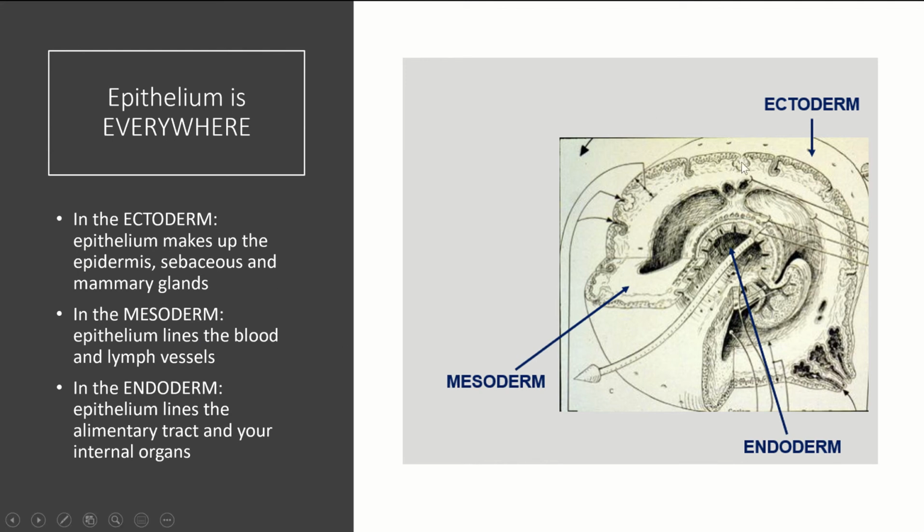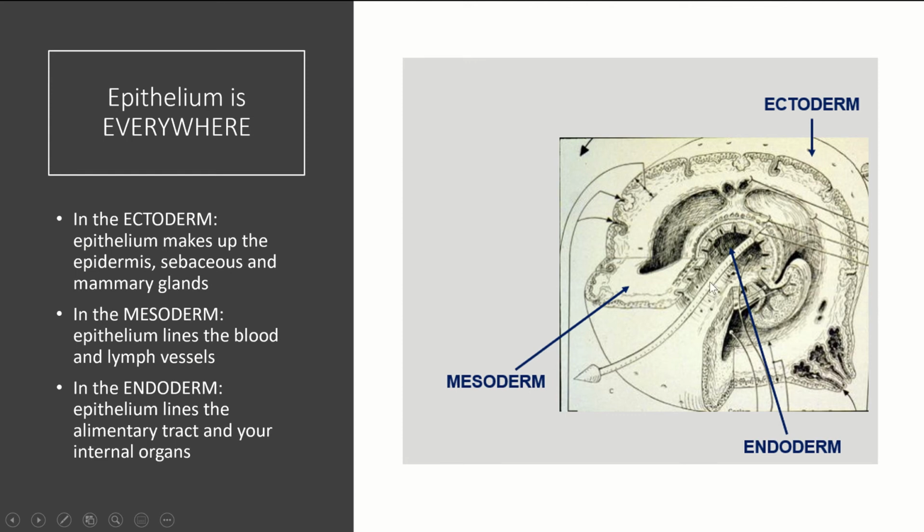And it is going to make up those glands within your skin. So your sebaceous glands, your sweat glands, your mammary glands in that ectoderm. When we think of the mesoderm, that's kind of like the meat all in between. So your muscles, your organs, everything like that. And again, your epithelium is going to be there because it's going to be lining the blood and the lymph vessels in there.